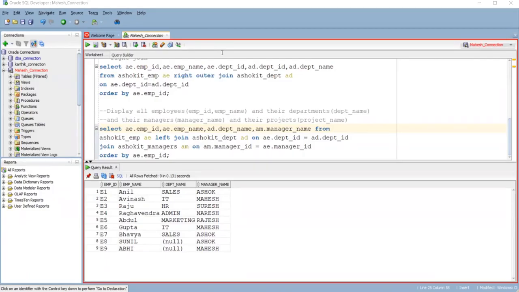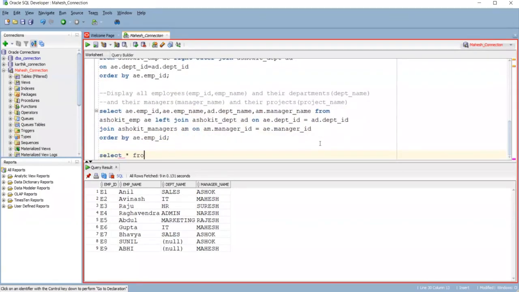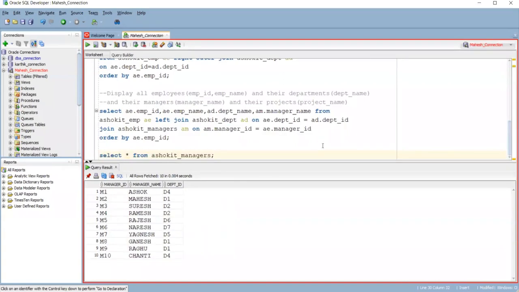Left hand side data is missing or not missing? Not missing, sir. Okay. And one more thing you need to observe, sir. One more thing you need to focus here. Select star from Ashokit_managers table. How many managers records we have, sir?